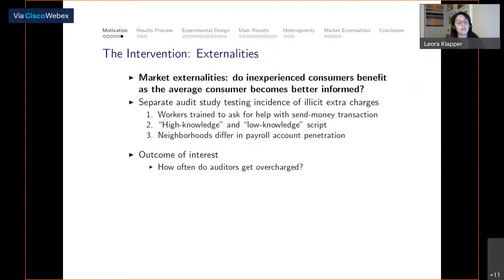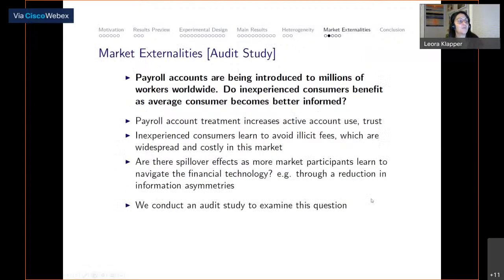And we control for the agent penetration. And the question is, how often is there a difference in agents overcharging these actors, these auditors, around factories that pay electronic payroll versus those that don't? In other words, are there spillover effects to the whole community?